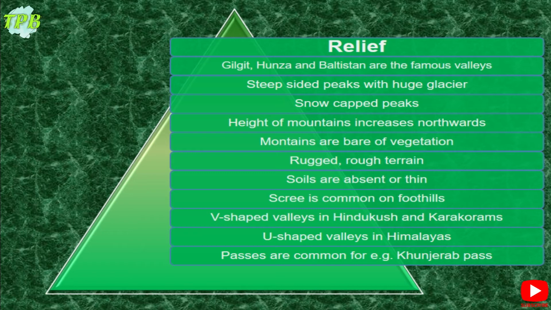The soils are absent or very thin, since the erosion is obviously really high. Scree is common on foothills. There are V-shaped valleys in Hindu Kush and Karakorams, whereas in Himalayas you will find several U-shaped valleys. The passes are common, for example, Khunjerab Pass in the northern mountains.